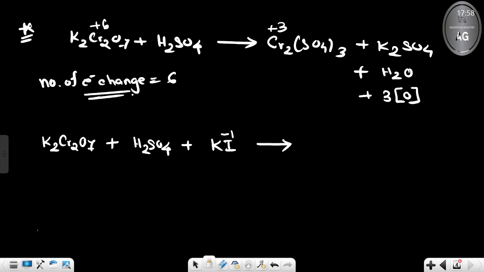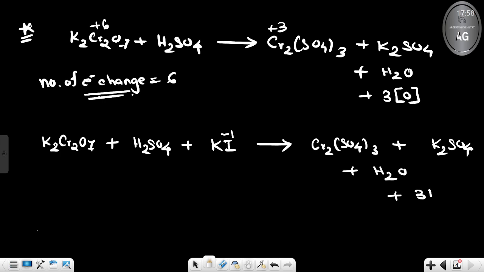Then how many oxygen are available? 3 nascent oxygen. Then how much I2 will be produced? 3I2 will be produced. So first let us write these products: Cr2(SO4)3 plus K2SO4 plus water plus 3I2. So how much iodine is produced? 3 iodine, so 3I2. So what will I write here? 6KI. Done. One balancing done.